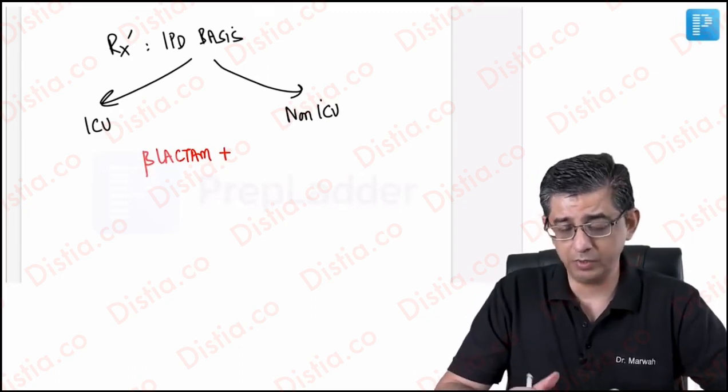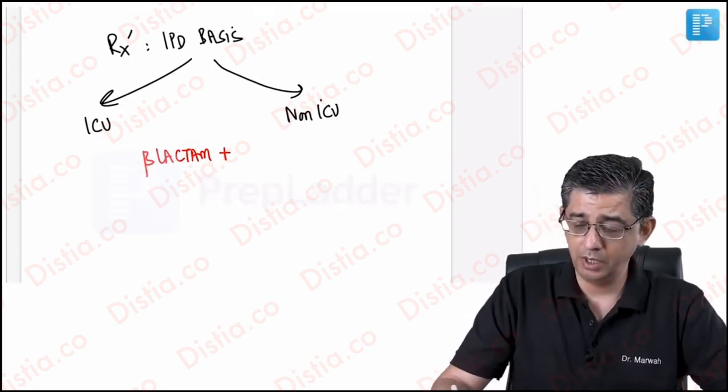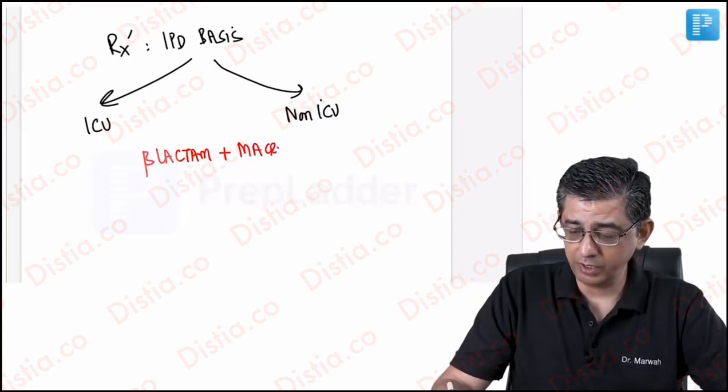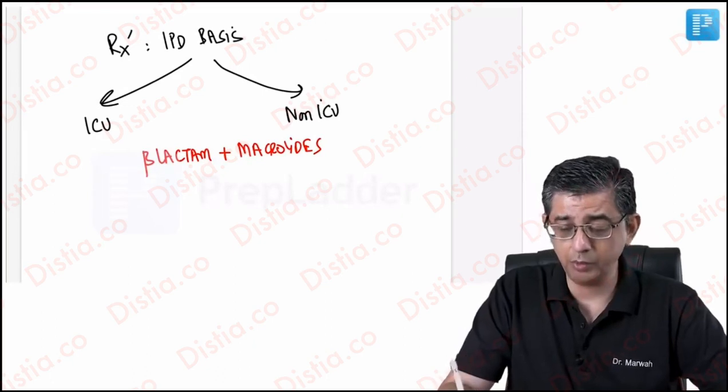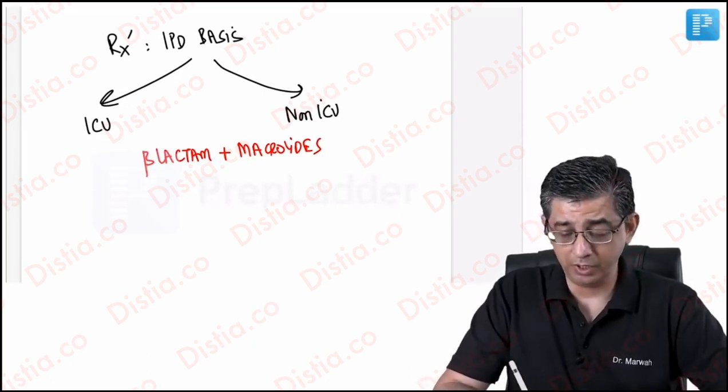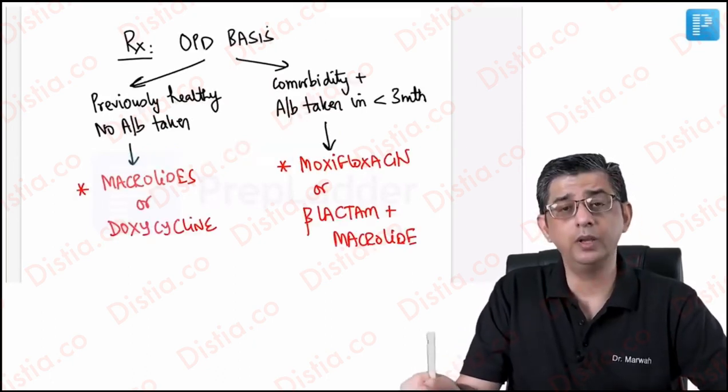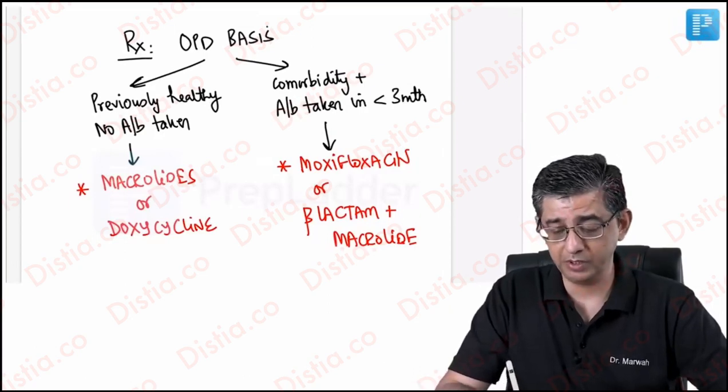The treatment would remain the same. It's IV antibiotics, so beta-lactams along with macrolides would be administered in this case. The combination of the two is the one that is recommended. I did speak about the beta-lactam macrolide combination, but that could even be orally prescribed on an OPD basis.